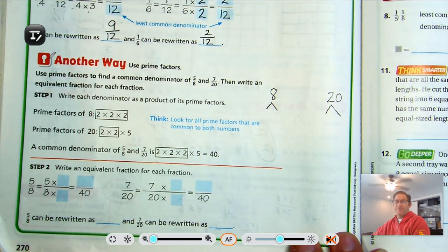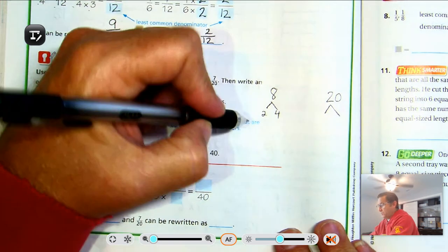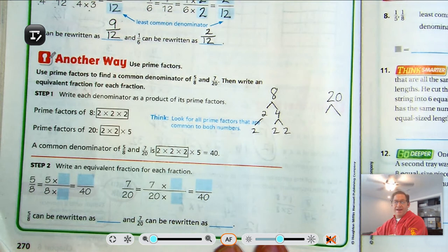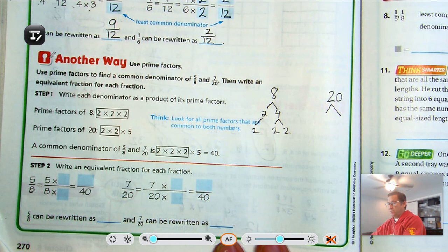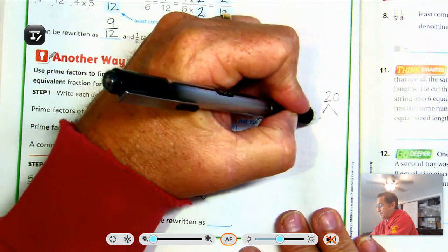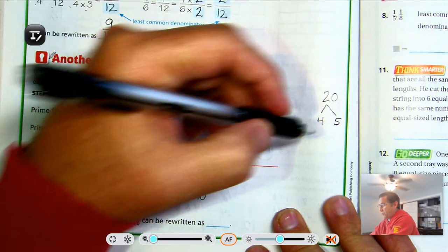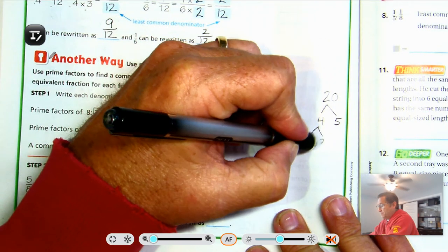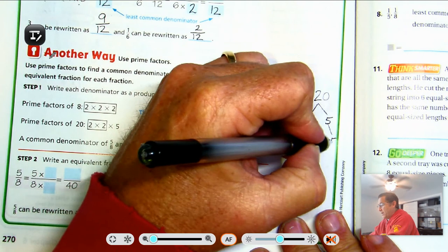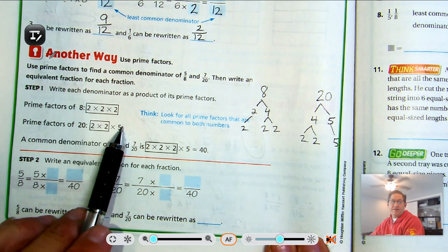Okay, use prime factorization, and 2 times 4 is 8. 2 is prime, but 4 is not. So we're going to write 8 as 2 times 2 times 2. And we see that right here, 2 times 2 times 2. 20, I can have 4 times 5. 4 is not prime because I can multiply 2 times 2 to get 4. 5 is prime. So the prime factorization of 20 is 2 times 2 times 5.